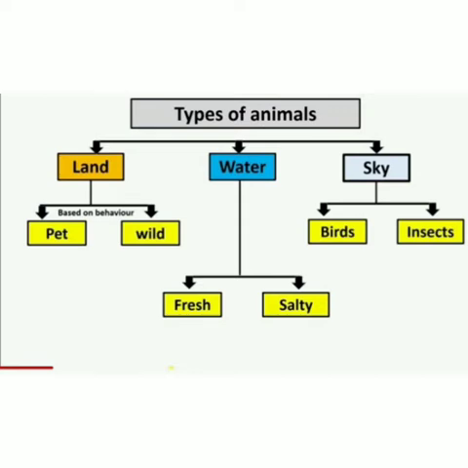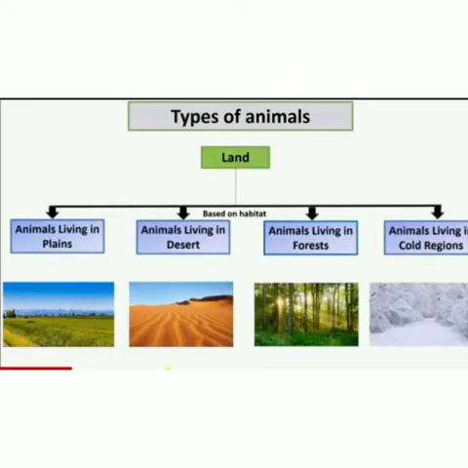Then animals which live in the water. Water animals, they live both in fresh water and in salty water. For that also you saw examples. Is it not? Yes. Then sky. It is divided as birds and insects. So depending upon the places where they live, they are differentiated as land, water and sky.